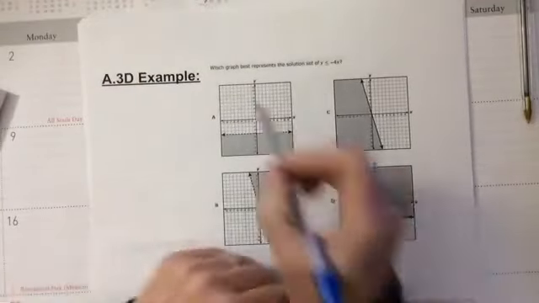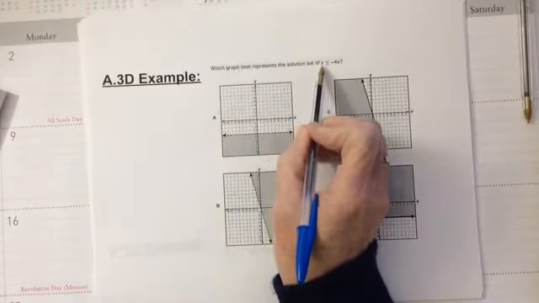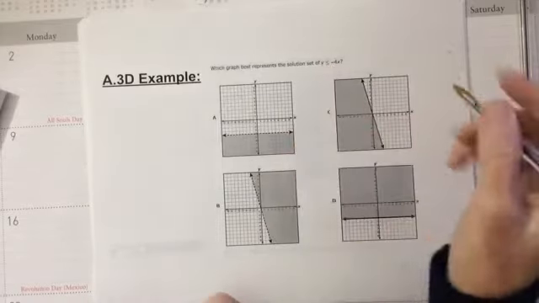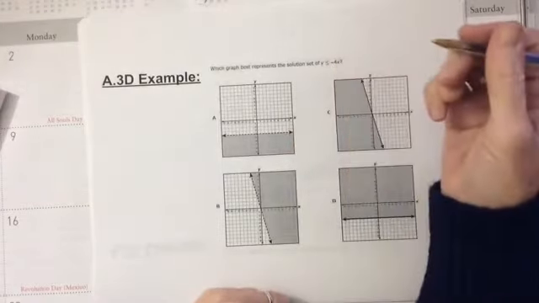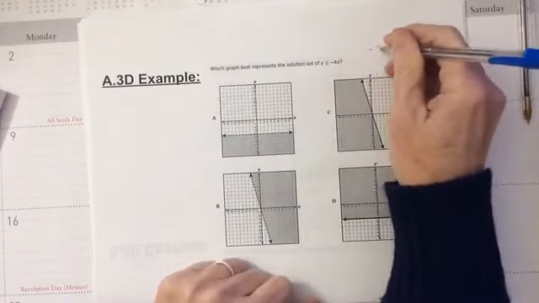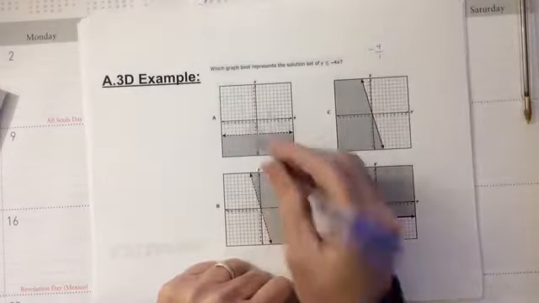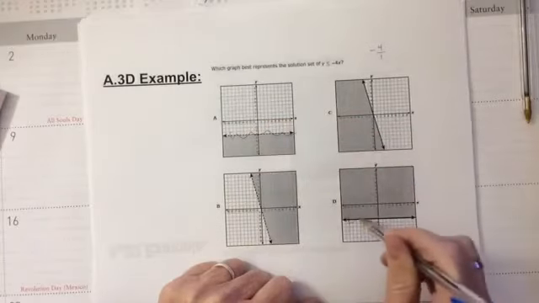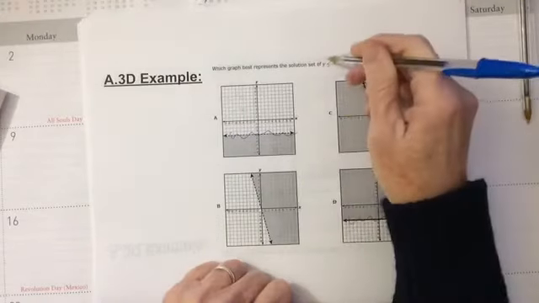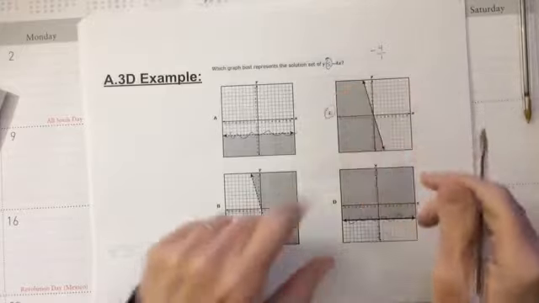Let's do the next one. Which graph best represents the solution set of this system? Y is less than or equal to negative 4x. Okay? So this one is telling us the slope is negative 4 over 1. So we need a negative slope. This is not a negative slope. This is not a negative slope. This one's going down and this one's going down. This one means the line needs to be solid, so therefore the answer is C.